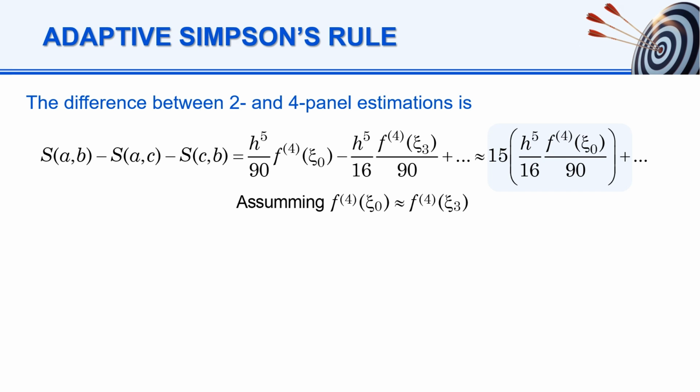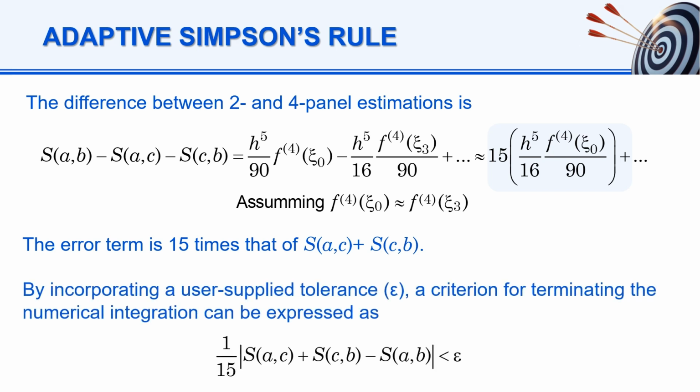Here, we assume the fourth derivatives are approximately equal. The error term is 15 times that of S_AC plus S_CB. By incorporating a user-supplied tolerance, a criterion for terminating the numerical integration can be expressed as follows. This observation provides a suitable stopping criterion that does not require the fourth derivative of f. Also, in general, the 1/15th factor is usually replaced with a more conservative 1/10th factor to compensate for the error in the above assumption.